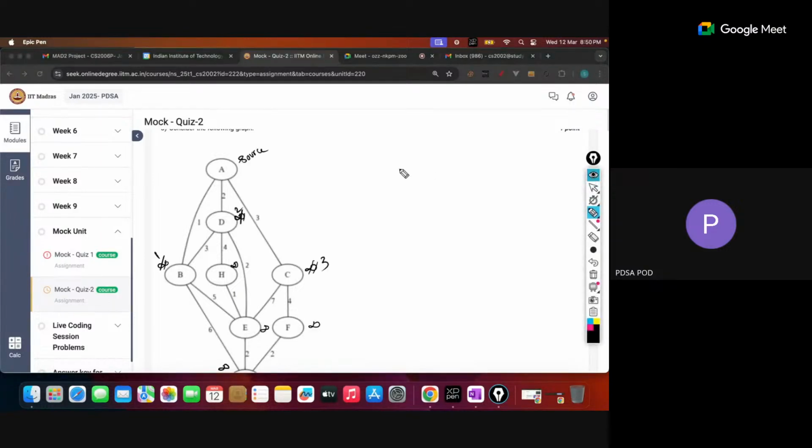Cool. So whenever you reach H, there is a way: A to D and then to E, whose reachability is 4. After reaching 4, 5 is the optimized value. Is it right or wrong?